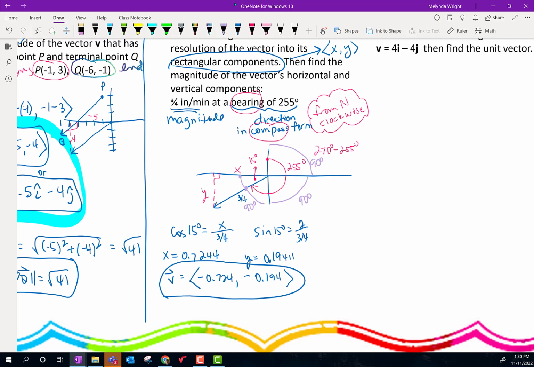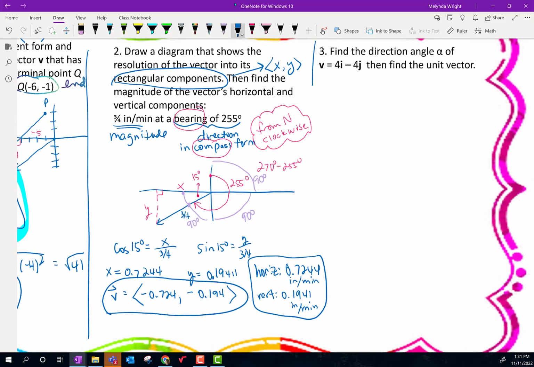So the horizontal magnitude would be 0.7244, and it's a length. So we're going to make it positive and put units on it, because the units are inches per minute. So that's the only kind of weird thing. And the vertical is going to be the y, which is 0.1941 inches per minute. And we're making it positive because they're asking about magnitude. And the hypotenuse of a triangle is always what? Always positive. The magnitude is positive. It's a positive distance. So we had to actually make a little bit of adjustment in our thinking. Is that okay?